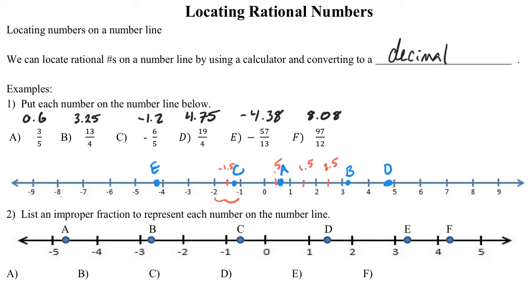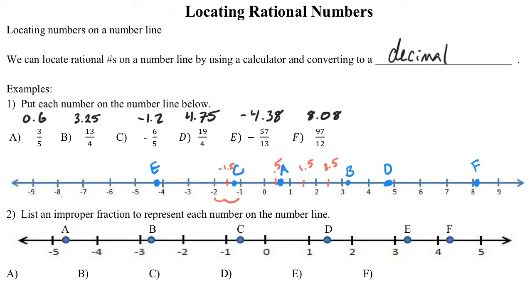And then F, 8.08. So that's in between 8 and 9. And that's really close to 8, right? Really close to 8. So there's our F. So now we have all of these identified and labeled on our number line.